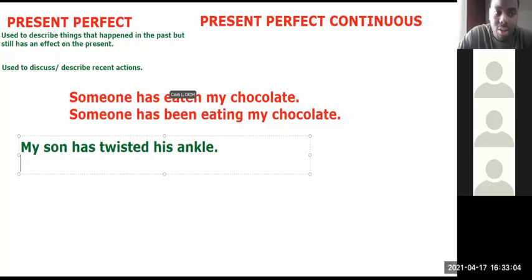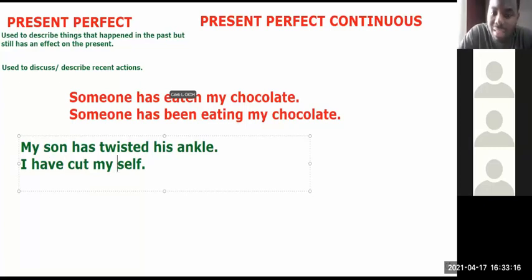The same thing. I have cut myself. If someone tells you this, I have cut myself, kendimi kestim, automatically you are going to ask the person, ne zaman oldu? Nasıl oldu? How did you cut yourself? That's an automatic question. But no one is going to say, I have been cutting myself. You don't say that, unless maybe you're suffering from a disorder, like borderline disorder or something, and you keep on cutting yourself. That's a different thing altogether.